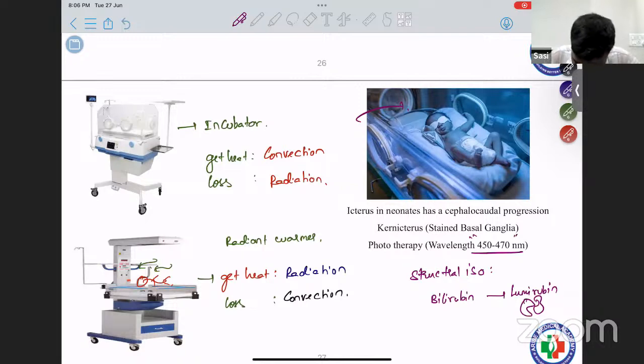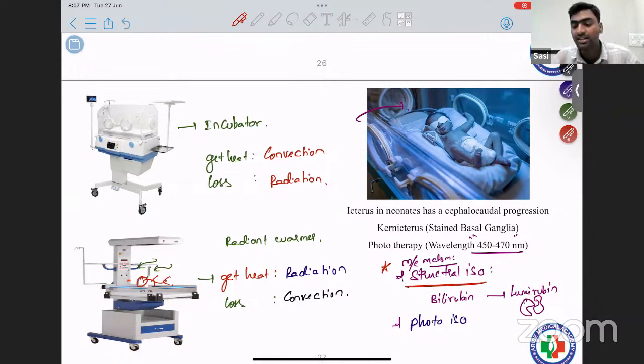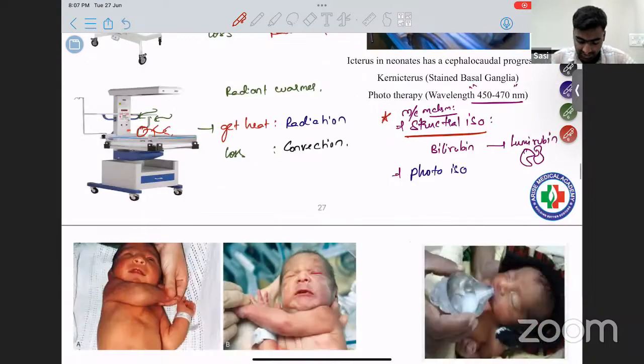There are also some other mechanisms it can work on, but the most common mechanism is structural isomerism. The other mechanisms include our favorite photoisomerization. So don't confuse between these two. The most common mechanism is structural isomerization. Fine. Next one. We'll move on to the next slide.